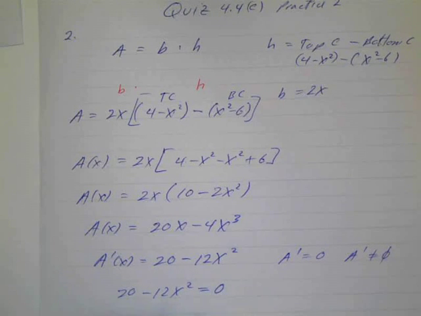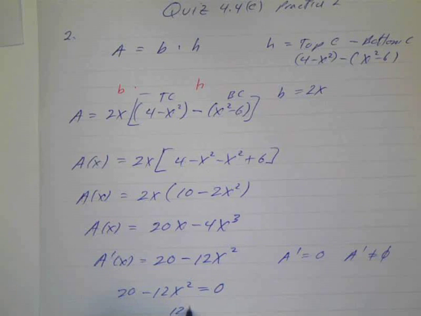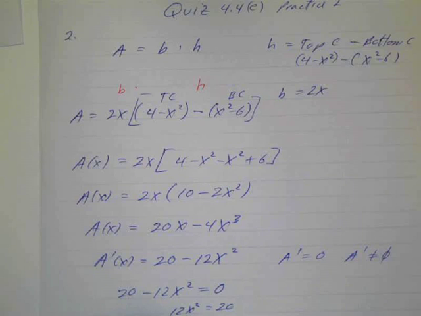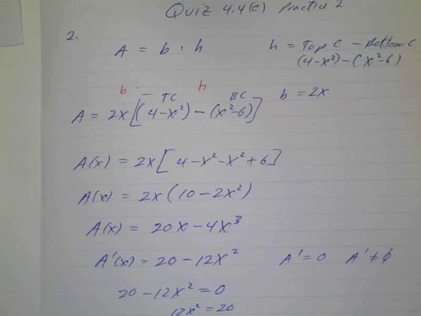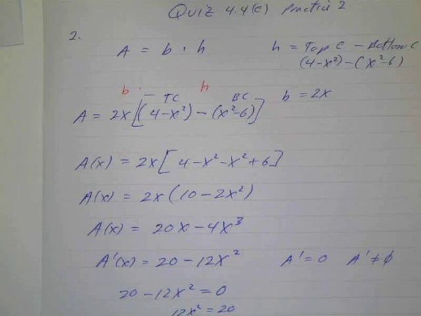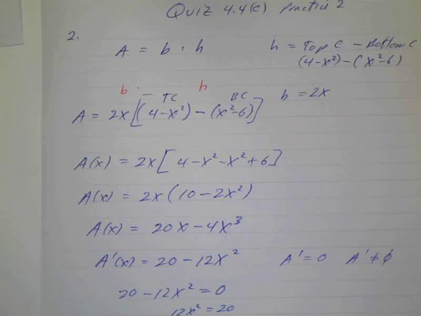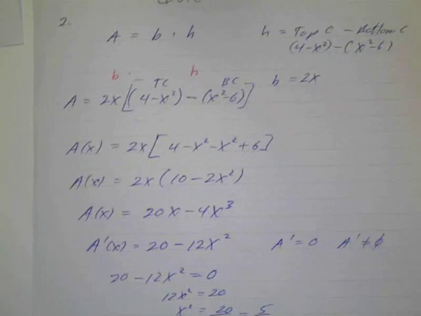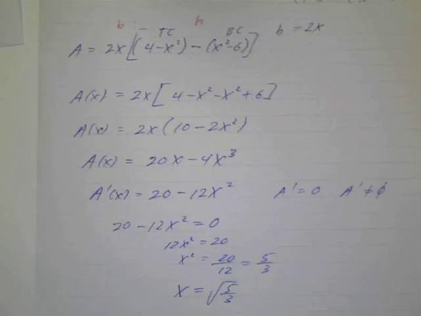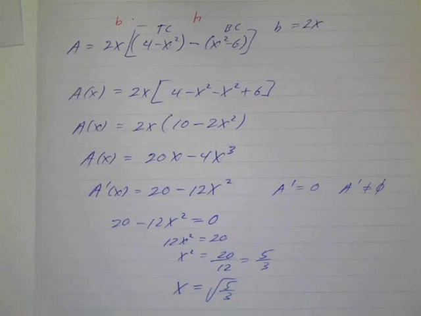And then if we add 12x squared to both sides, we end up with 12x squared equals 20. So x squared equals 20 over 12. So x equals plus or minus the square root of that, but we won't have a negative x, so we're going to use the positive. So the square root, and 20 over 12 reduces to 5 over 3. So x equals the square root of 5 over 3. All right, so we just solved that for x.